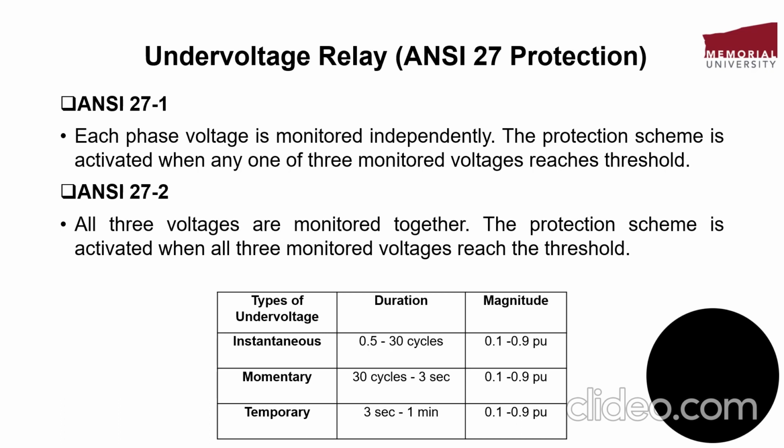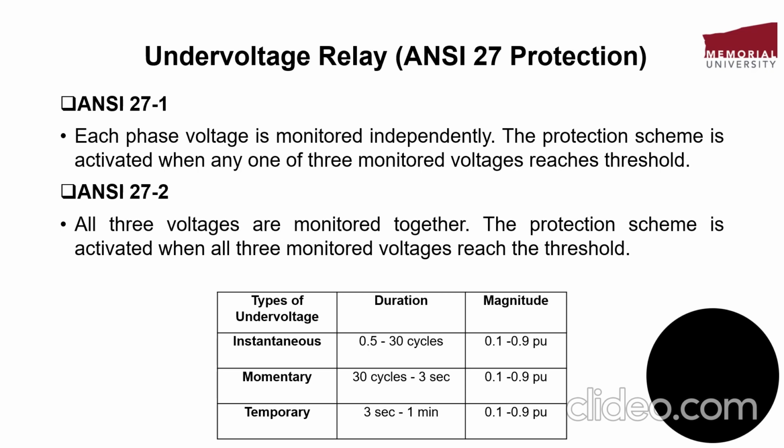In case of ANSI 27.2, all the three voltages are monitored together, and the protection scheme is activated when all three monitored voltages reach the threshold. It means that if any one of the phases drops below the threshold, this protection scheme will not activate, and it will activate only when all the three phases drop below the threshold value.